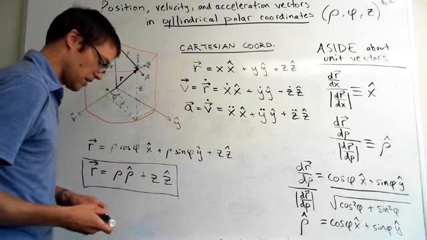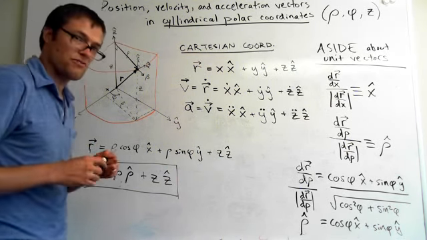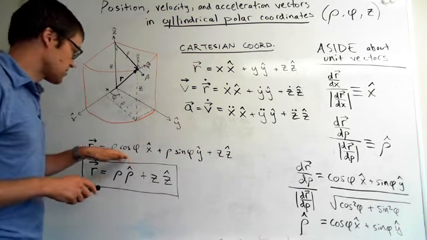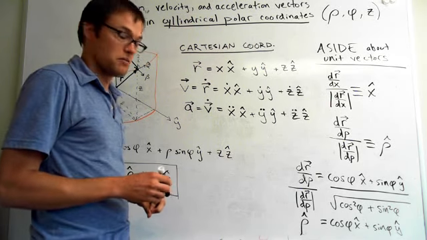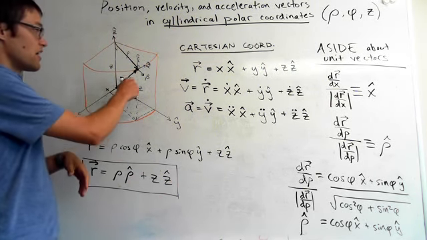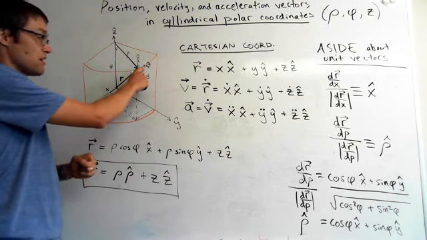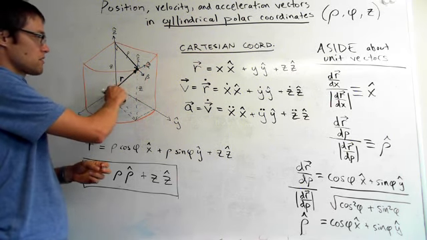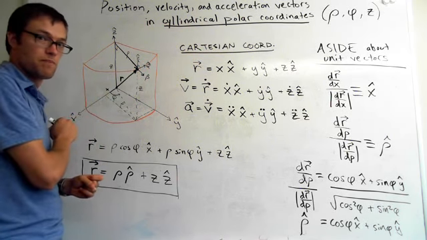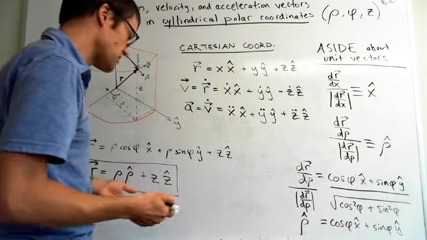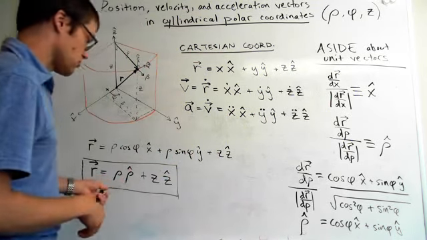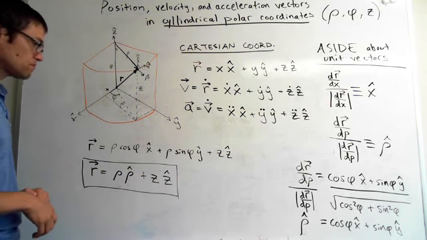You might be thinking initially, where's phi and where's phi hat? But position vectors in this coordinate system do not have a phi component. And it makes sense if you think about it. Phi hat is always exactly perpendicular to this r vector. So the position vector never has a phi component. That's one fundamental fact about the cylindrical polar coordinate system.